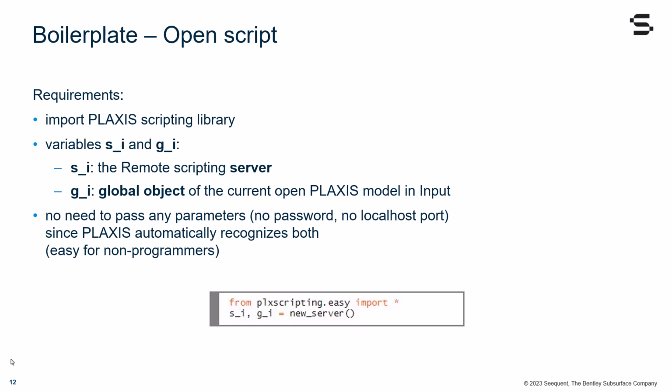The requirements in this case is to import the PLAXIS scripting library, use the same variables as before, SI and GI, referring to the server and the global object in PLAXIS. And in this case, you don't need to pass any parameters, so no password and no localhost port. This is because PLAXIS automatically recognizes both, which is easy for non-programmers. The boilerplate without parameters to be used is shown at the bottom of this slide and is to be included in every Python script that is to be opened in PLAXIS following the options explained before.